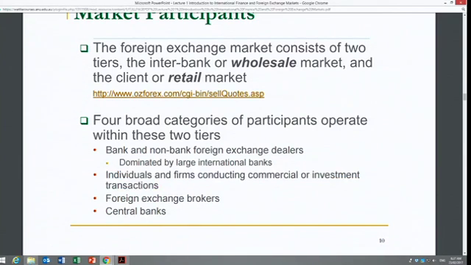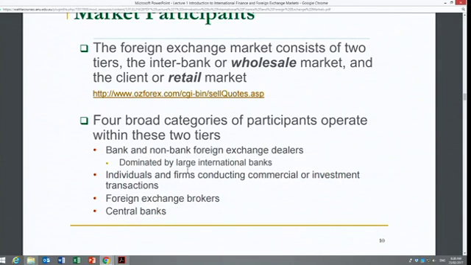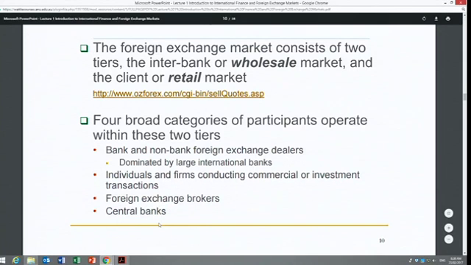Then we also have the intermediaries. They stand ready to do buying and selling of different kinds of currencies. These are the foreign exchange brokers. Finally, we have the government, or I should say the non-international banks, the non-financial institutions, the central banks. They would represent another category of participants.